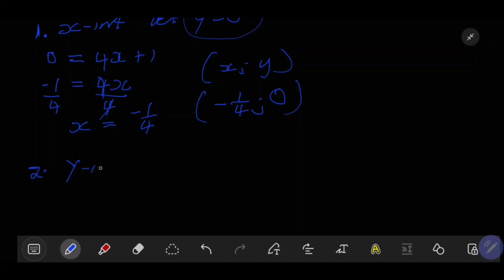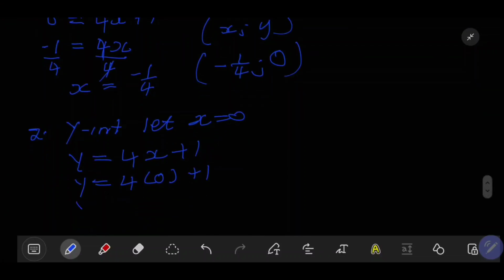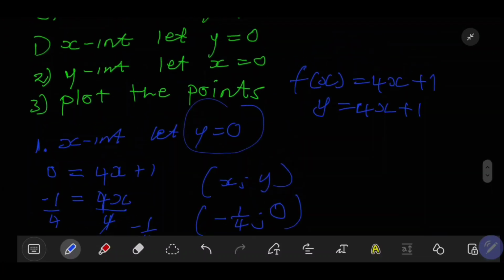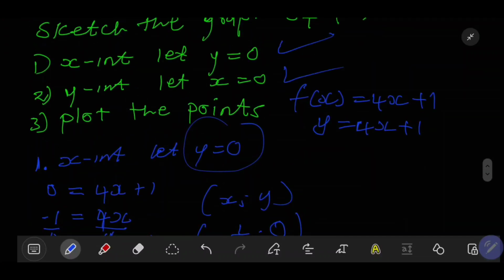For the y-intercept, we let our x value be equal to 0. So y equals 4x plus 1, then we let x be 0, so y equals 4 times 0 plus 1. Now we know that our y value is 1. We also write this in coordinate form: our x value in this case is 0, and our y value that we obtained is 1. Now we have found our x-intercept and y-intercept.